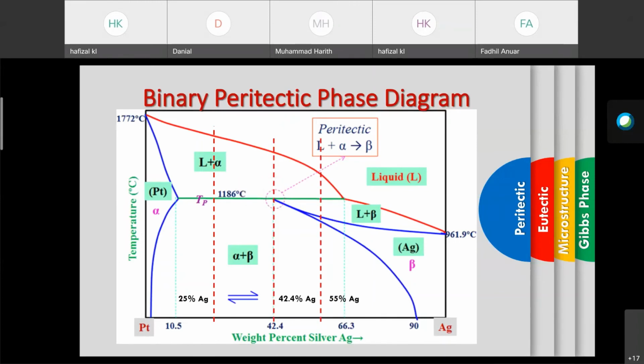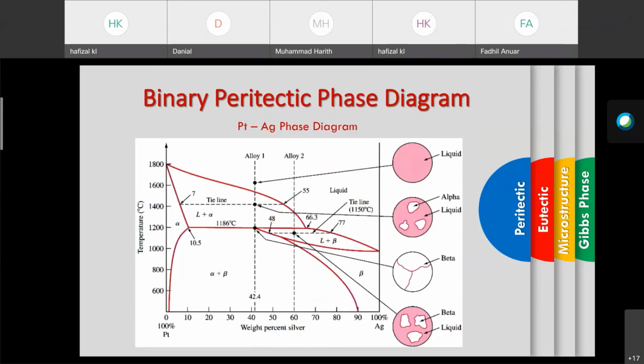Okay, and also what happened when we introduce 55% Ag along the way? During the solidification it experiences a lot of phase transformation along the way. Let's try to draw. In this case we have two lines here, alloy number 1 at composition of 42.4 and alloy number 2 at the composition.